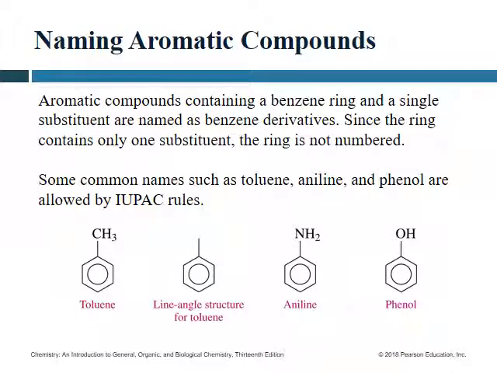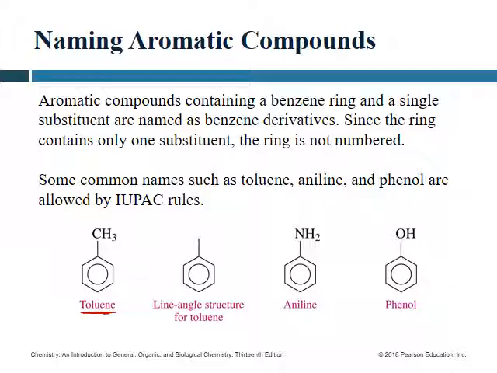All right. Now, how do we name these aromatic compounds? There are a few names that you do have to memorize. So if this is benzene, when it has a methyl group attached to the benzene, that is called toluene. This is a common name, but it is also accepted by IUPAC.